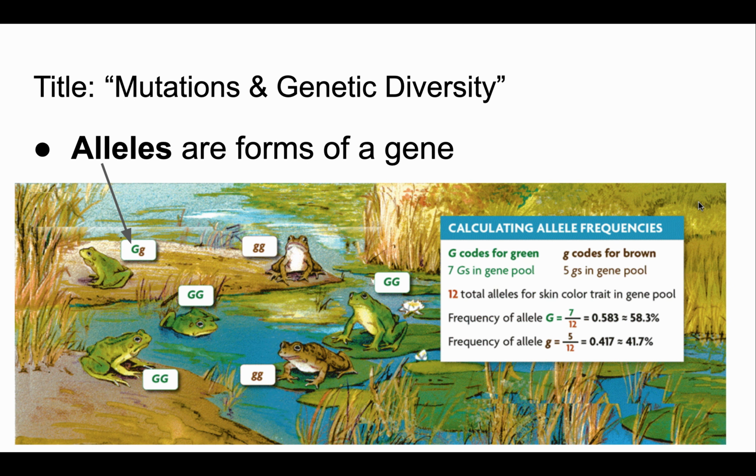Remember, alleles are a form of a gene, and we represent them with letters. A capital allele means it's dominant, and a lowercase allele means it's recessive. And remember, dominant means whenever you have the two of them together, like in this picture right here, only the dominant phenotype is going to show up, even though they have an allele for each type of phenotype. The dominant one masks the recessive one, is how you can think of it.